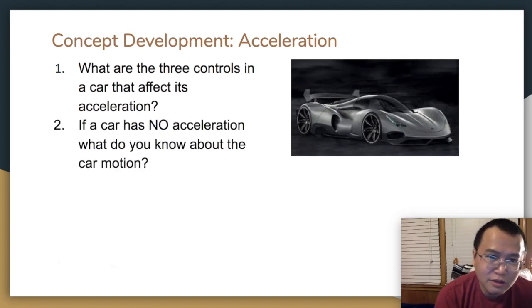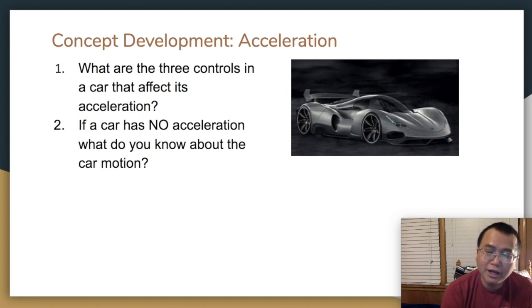So the answers: if you are accelerating, that means there's a change in velocity. The things that change the velocity of the vehicle are the brake, the gas pedal, and the steering wheel. The steering wheel changes direction, so therefore there's a change in velocity, because acceleration is by definition change in velocity over time. So those are the three controls that affect the acceleration of the car.